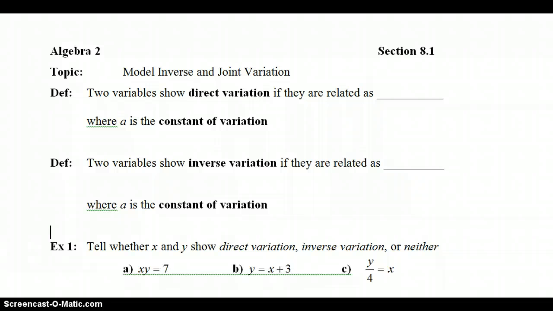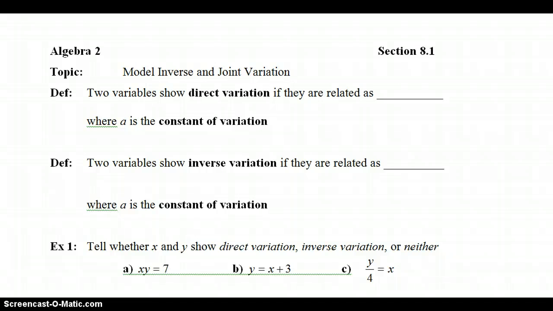Today we're going to work with models of inverse and joint variation problems. A lot of this are word problems, so I'm going to try to walk you through how we can get these word problems, and then tomorrow we'll spend some time graphing. So first off, we're going to have two types of models.